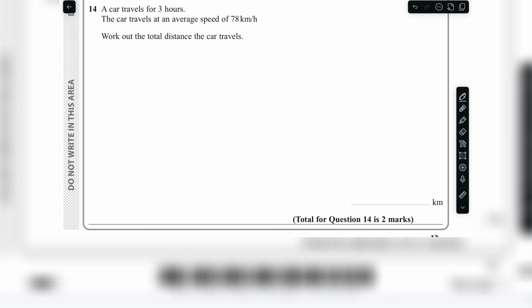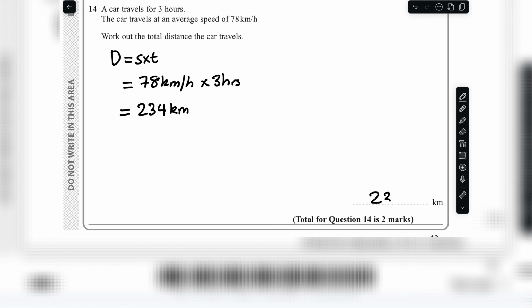In question 14, we are told that a car travels for 3 hours. The car travels at an average speed of 78 kilometers per hour. Work out the total distance the car travels. So remember that distance equals speed multiplied by time, and the speed is 78 kilometers per hour. And we're going to multiply that by 3 hours. When you put that into your calculator, you get a value of 234. And remember, that will be the distance in kilometers.